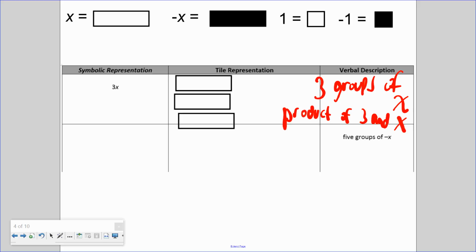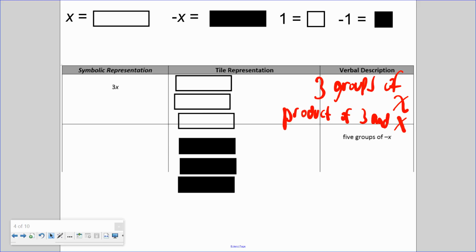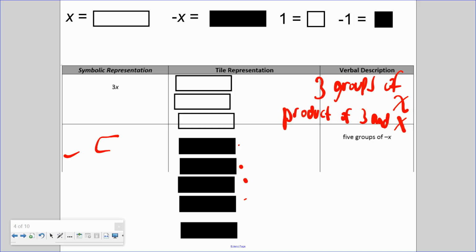Next one, 5 groups of negative x. So here's negative 1, negative 2, negative 3, negative 4, negative 5. 5 groups of negative x. So negative x, negative x, negative x, negative x, negative x. How many negative x's do we have? Negative 1x, negative 2x, negative 3x, negative 4x, negative 5x.